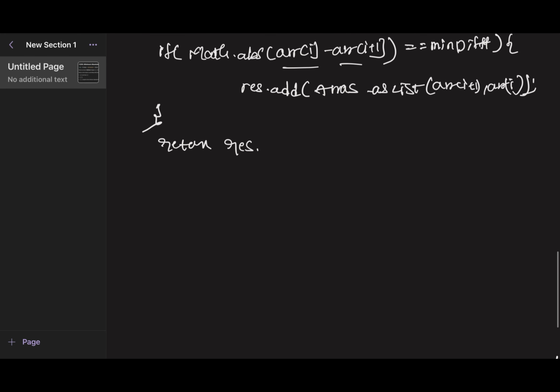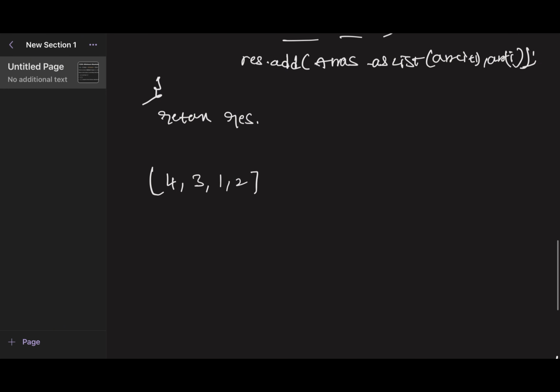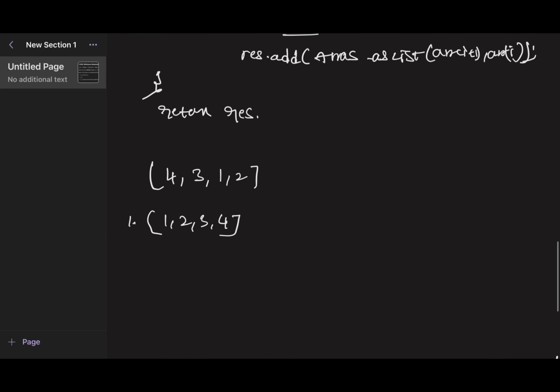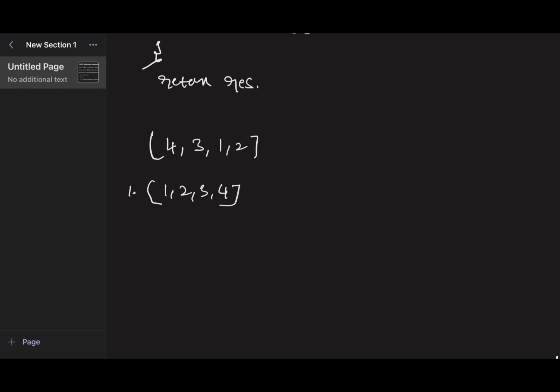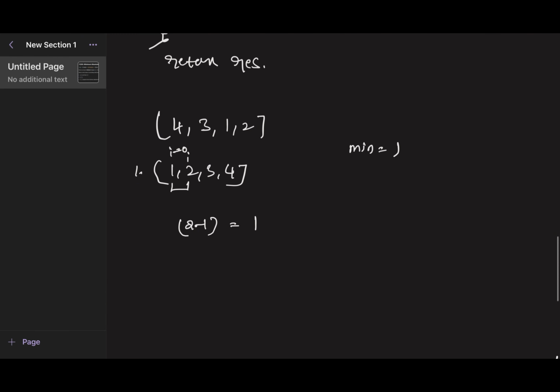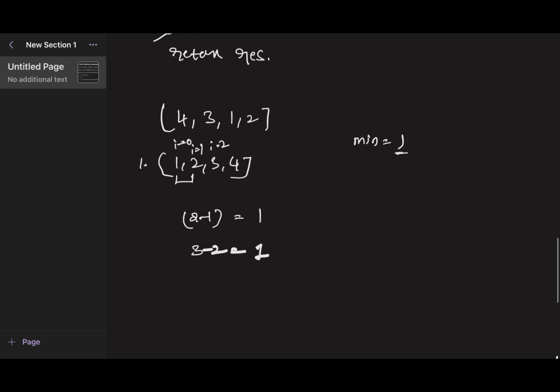Okay, we'll do a dry run for this one, which is 4, 3, 1, 2. First thing is we need to sort the array, which will become 1, 2, 3, 4, and then let's find the minimum difference. When i is equal to 0, we find the difference between these two, which is 2 minus 1, which is 1. So minimum difference is currently 1. Then when i is equal to 1, the difference between 3 and 2 is also 1, so we update the minimum difference to 1 again. And when i is equal to 2, it is 4 minus 3, which is 1 again. So minimum difference is already 1.